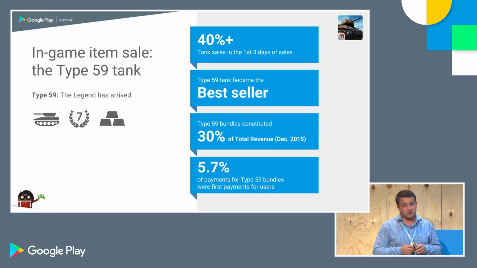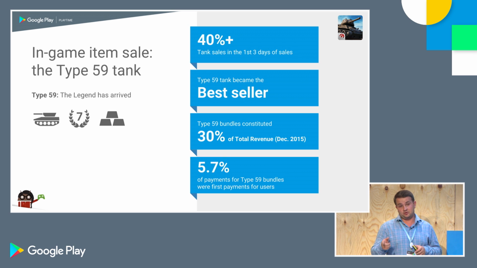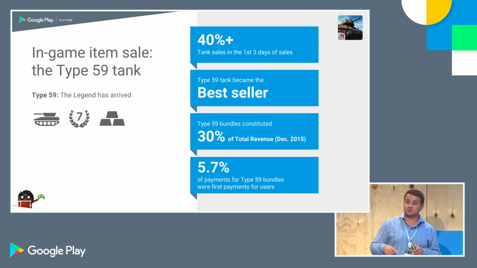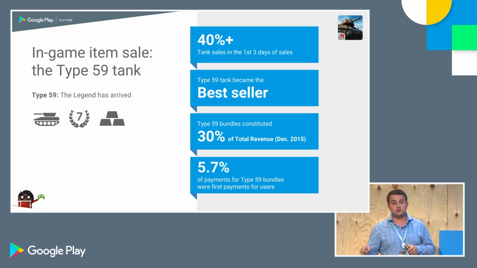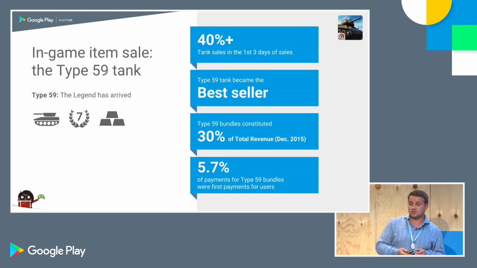So as you can see here, the number of tanks that are sold within the first 3 days is increasing by 40%. It's the best-selling tank of all time. It drives 30% of revenue for a month, and it actually creates a lot of new paying users. 5.7% of people who bought the bundle with this tank paid within the ecosystem for the first time. So it's quite a smart move.